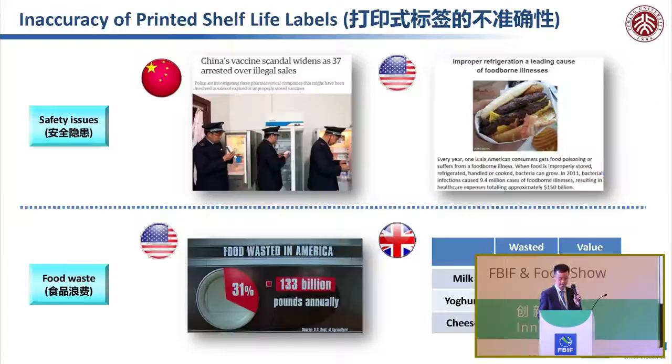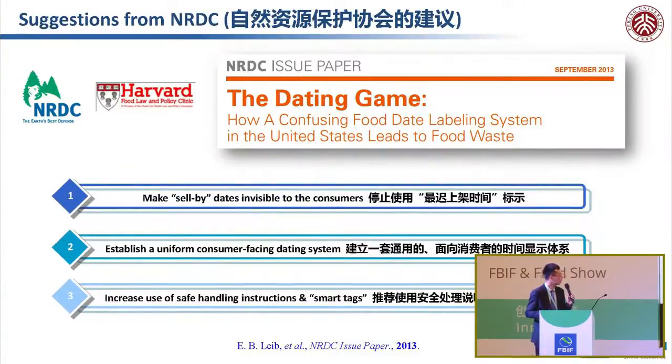And here are some data in the US and the UK; you can see the numbers are staggering. So in 2013, the NRDC, the Natural Resources Defense Council, together with Harvard University, published an issue paper entitled "The Dating Game: How a Confusing Food Date Labeling System in the United States Leads to Food Waste," in which they made some suggestions, including: make sell-by dates invisible to the consumers because they're confusing; establish a uniform consumer-facing dating system; and number 3, increase use of safe handling instructions and smart tags.